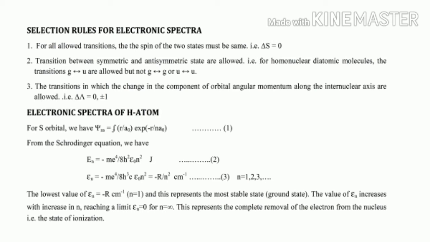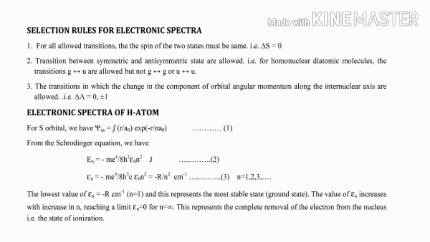So let us start with the discussion of the electronic spectra of hydrogen atom. In hydrogen atom, due to the absence of inter-electronic effects, all orbitals with the same n value have the same energy. Therefore, 2s and 2p orbitals, for example, are degenerate, as are the 3s, 3p and 3d. However, the energies of 2s, 3s and 4s orbitals differ considerably.